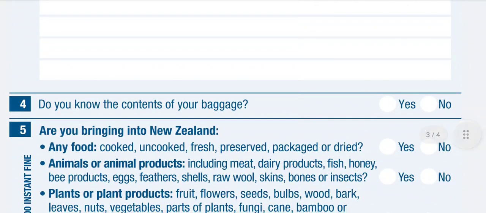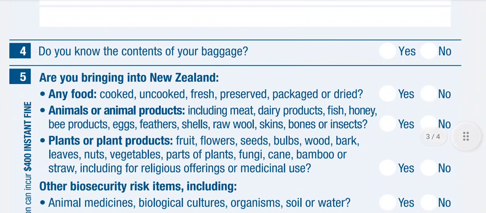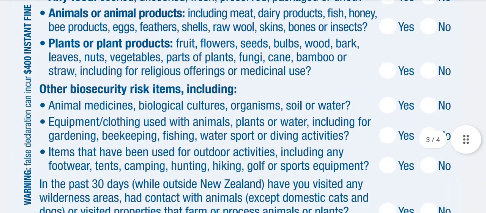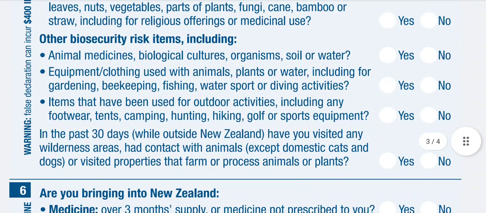Do you know the contents of your baggage? So you have to put a tick. Are you bringing into New Zealand any food, cooked, uncooked, fresh, preserved, packaged or dried? Animal products including meat, dairy, fish, honey, bee products, egg, feather, wool, shell, skin, bones, insects. Plant or plant material. So basically any food that you have, any plant material, any animal material, you have to declare. Other items: animal medicines, biological cultures, organisms, soil or water, equipment, clothing used with animal, plant, water. Items that have been used for outdoor activities including any footwear, tents, camping, hunting, hiking, golf or sports equipment. For many people this would be yes.